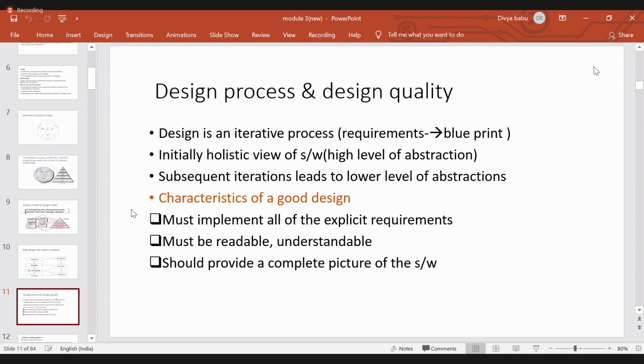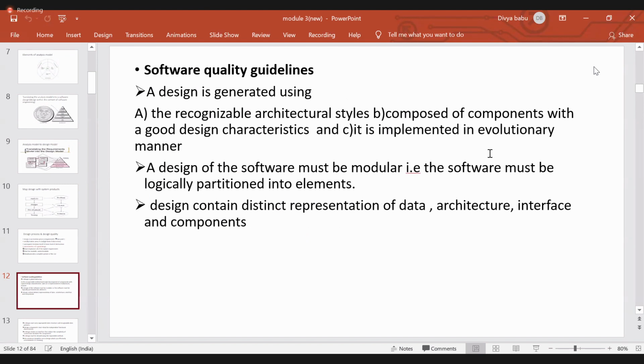So you should consider both implicit and explicit requirements mentioned at the time of requirement gathering. While designing, you should implement those requirements. It must be readable and understandable to everyone. It should be simple. Then quality guidelines. We know that a design is generated using recognizable architectural styles and components, and it is creative in nature. So this is a general thing for a design. And it must be modular.